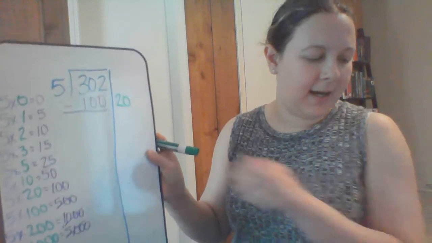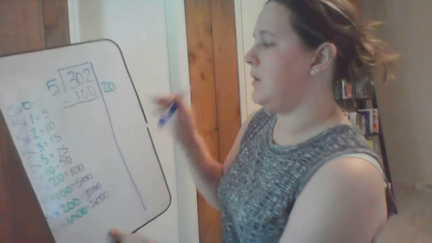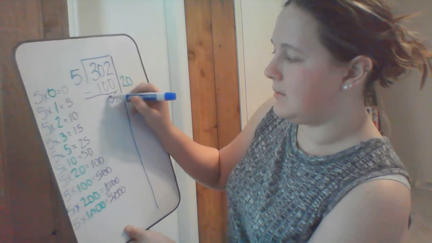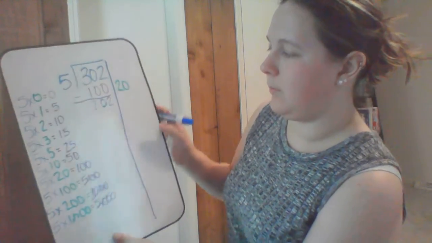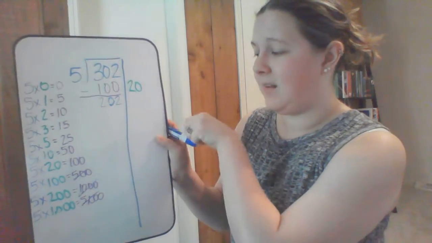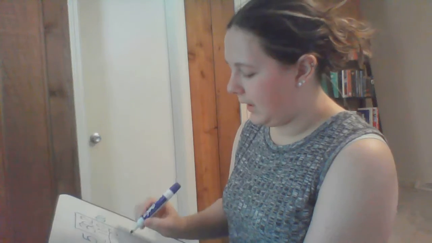Okay, now that I have that, I can subtract. So that would be 2 minus 0 is 2. 0 minus 0 is 0. 3 minus 1 is 2. So my new number is 202. The closest I can get to that is still 100. So I'm going to subtract 100 again.